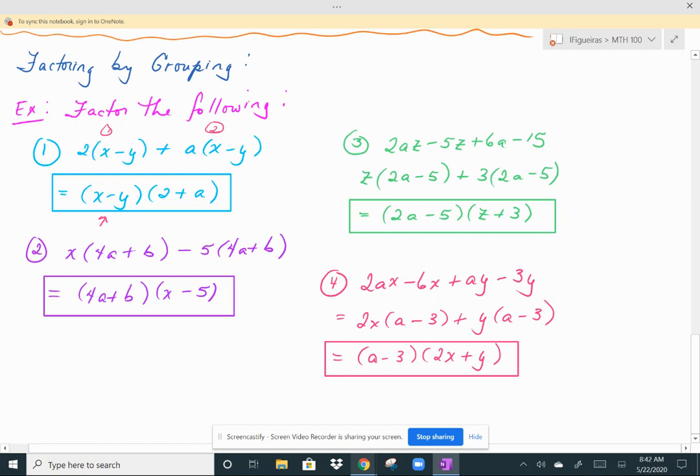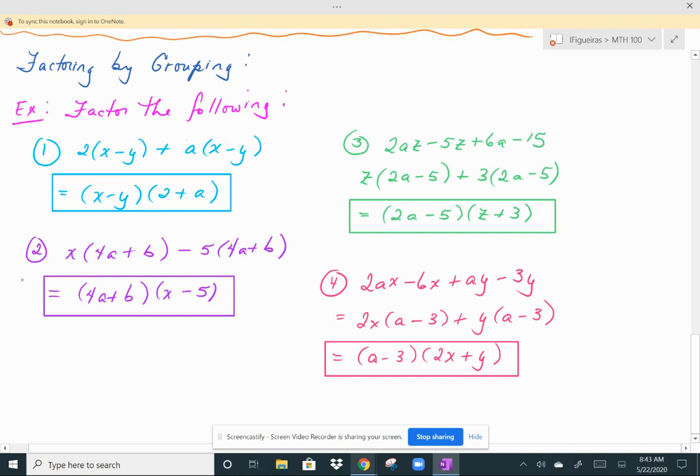And then x minus y times what will give me the first expression? Well, the only thing that's missing here is the 2. So you write a 2. And then plus x minus y times what will give me the second expression? Well, that would be a. So your answer or your factors are x minus y times 2 plus a. That's pretty straightforward.